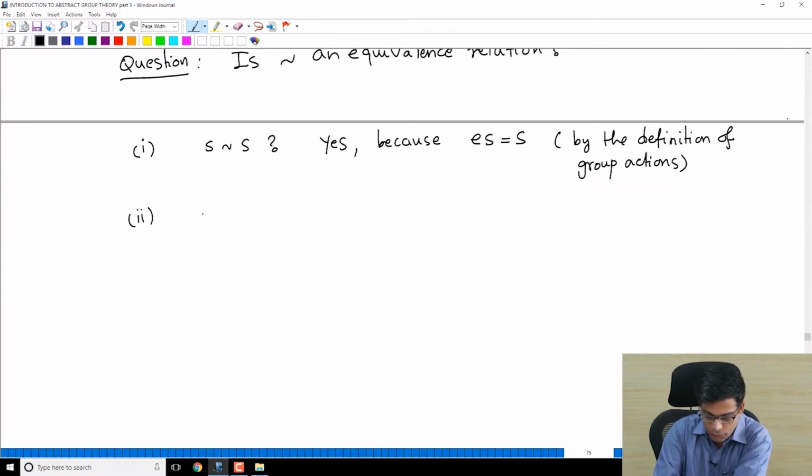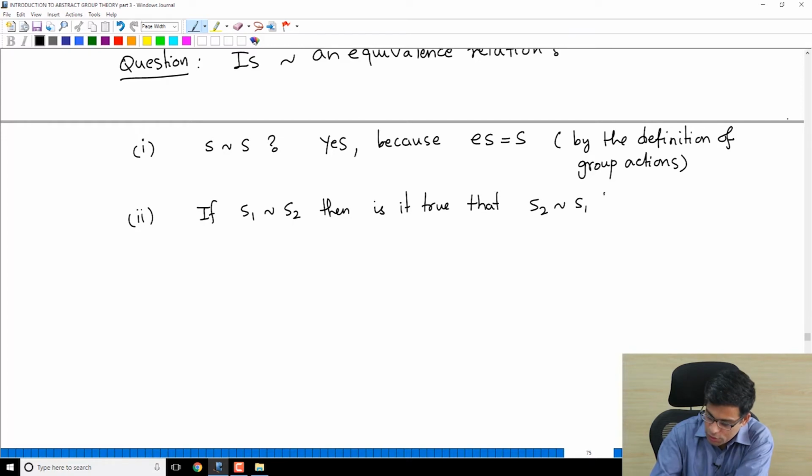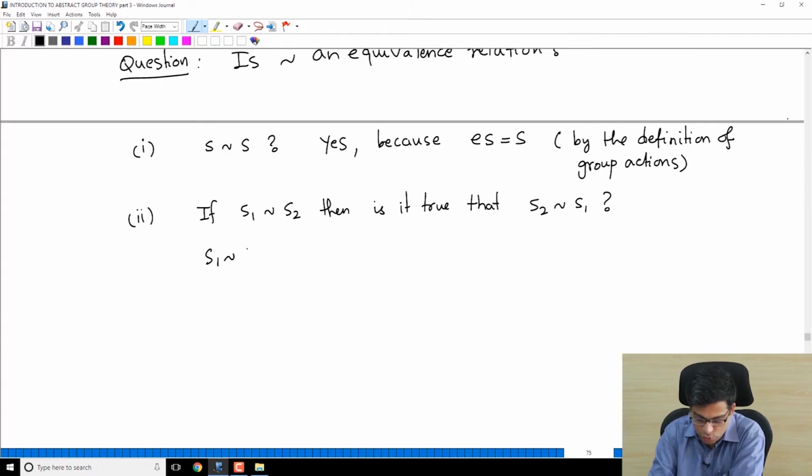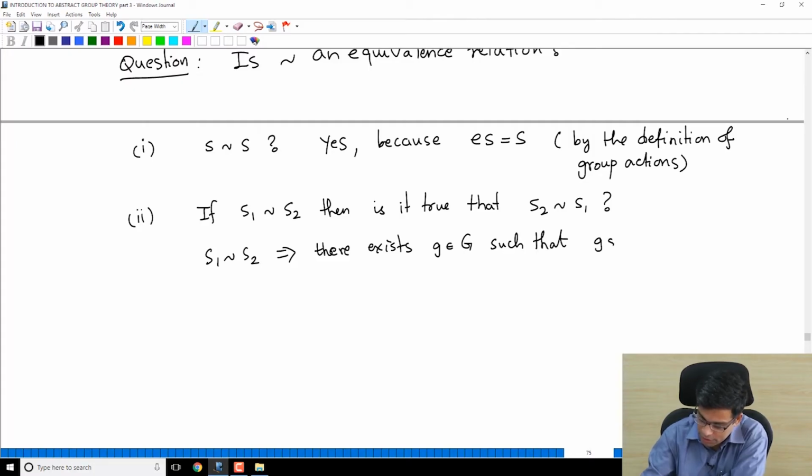Suppose s1 is related to s2, then is it true that s2 is related to s1? This is the symmetry property, right? If s1 is related to s2, is s2 related to s1? So let's see. If s1 is related to s2, by definition there exists g in G such that, by definition this happens, right? There exists a group element such that g s1 is equal to s2.